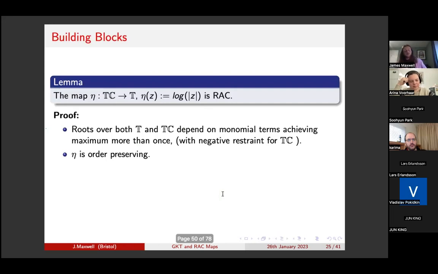So there is actually an example of a RAC map. We were worried for a while that there wasn't going to be, but this is the nice building block. So the map I talked about earlier, this eta from the tropical complex hyperfield to the tropical semi-ring, is actually a RAC map.